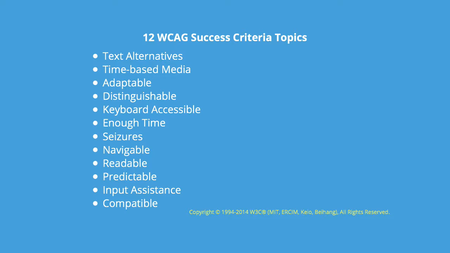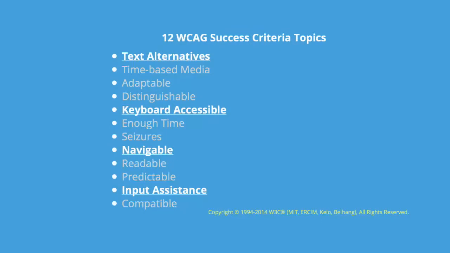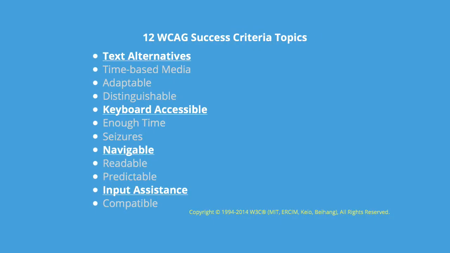The high-level topics: text alternatives, time-based media, adaptable, distinguishable, keyboard accessible, enough time, considering seizures, navigable, readable, predictable, input assistance, compatible. These are all the topics. We don't have time to go through all of them. So I'm going to try to touch on 4 of them that I think are particularly important and particularly relevant to the web. I mean, they're all important, but I'm going to touch on 4 that I think give good examples.